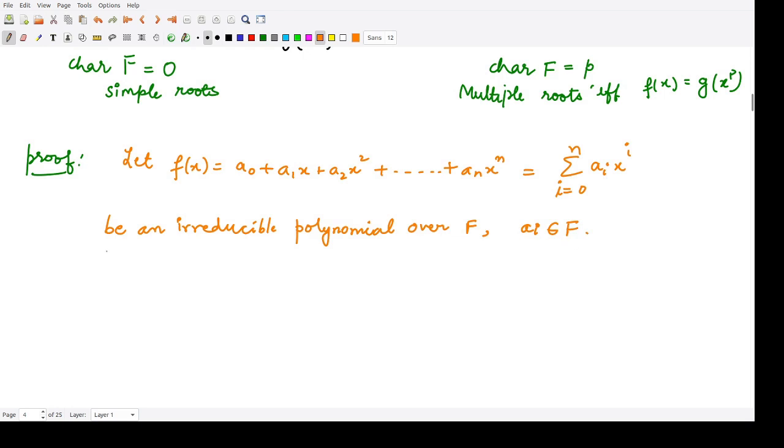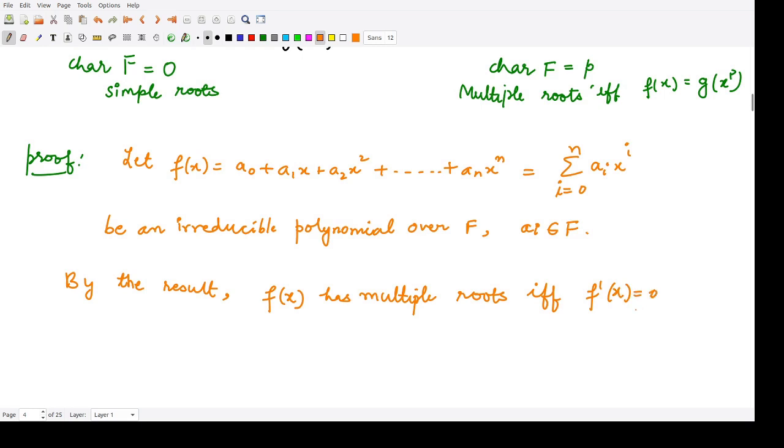and all the coefficients belong to this field F. So according to the theorem that we have just seen previously, by the result that we have seen, this polynomial f of x has multiple roots whenever, if and only if, its derivative is equal to 0.